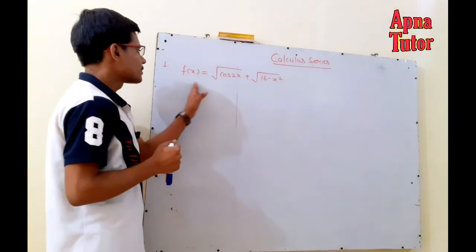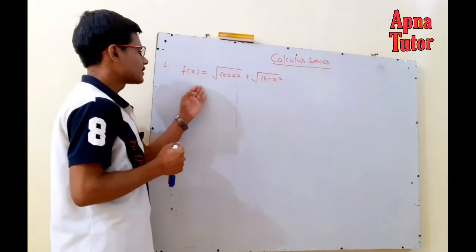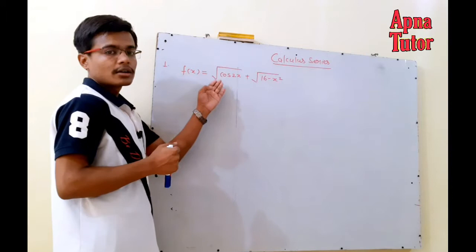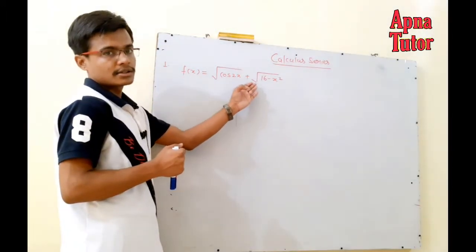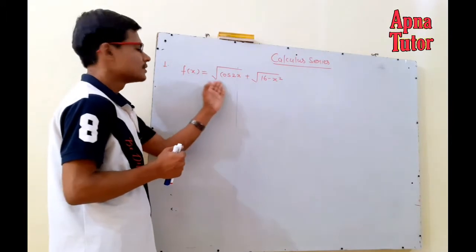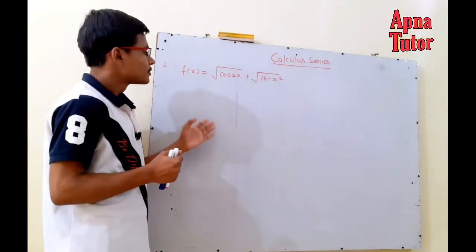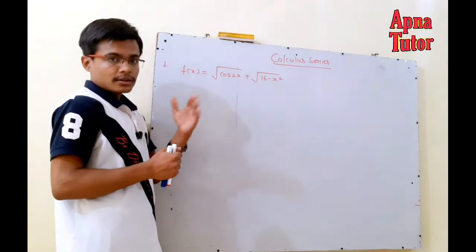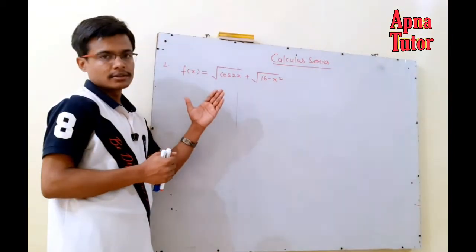So the first problem is f of x is equal to root over cos 2x plus root over 16 minus x square, in which you have to find the domain of this entire function. As you can see, you have a combination of two different functions.